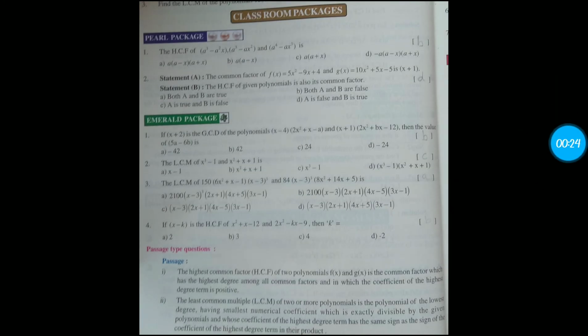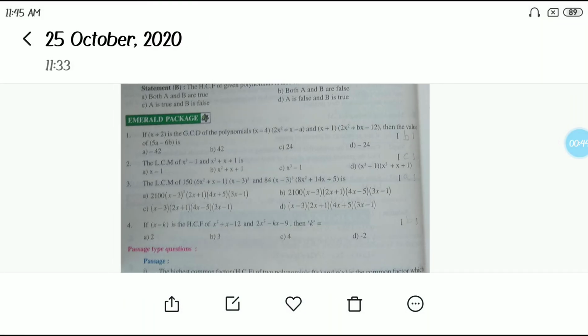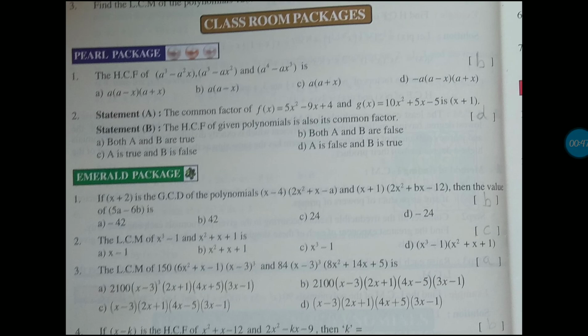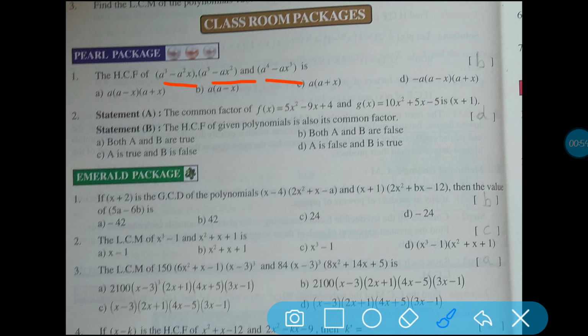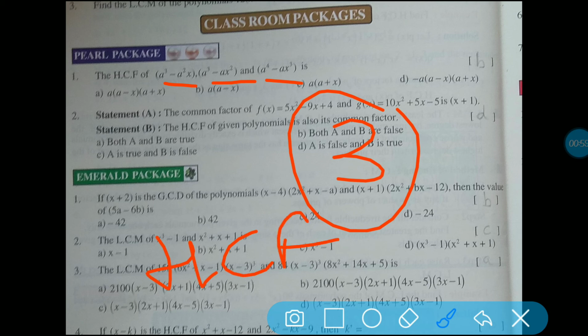So here we have the Pearl questions first, the first and second. The first question asks the HCF of a cube minus a square x, a cube minus a x square, and a power 4 minus a x cube. Let me zoom in a little. You can observe that there are three polynomials given to us, and for those three we have to find the common factors, that is the HCF. So we will do that now.